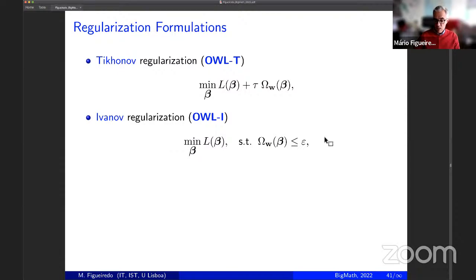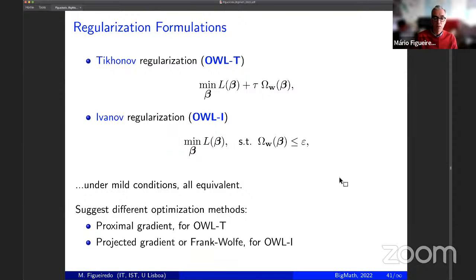Although this is just in theory, because finding this epsilon to transform this problem into this one, or vice versa, may be as difficult as solving the problem itself. But still, there is no loss in generality in using one or the other, because in the end you will need to adjust epsilon or tau in practice. So depending on the problem, you may choose one of these two formulations. Under normal conditions, these are all equivalent.